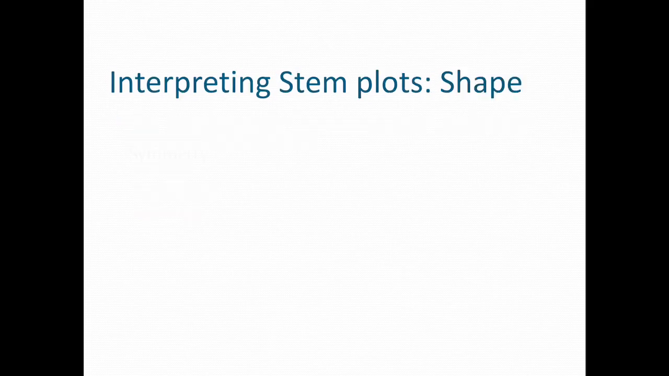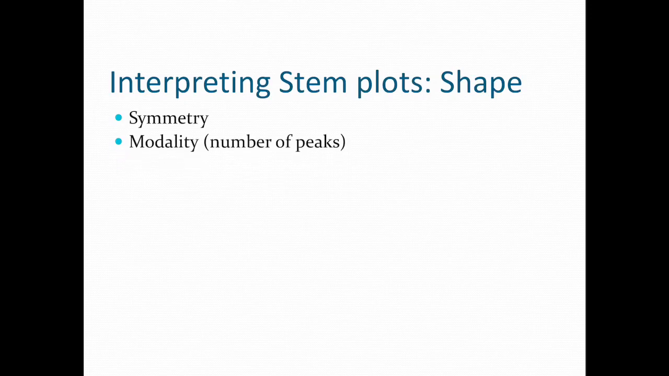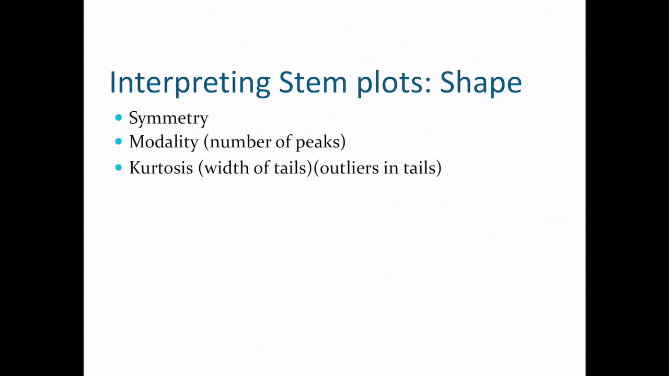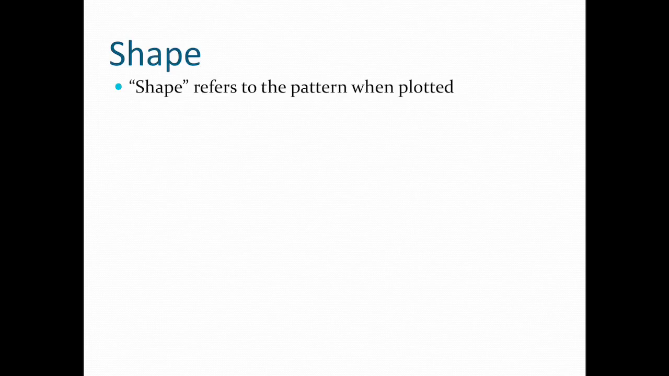So when we look at the shape, when we're interpreting stem plots, we're looking at the symmetry of the stem and leaf plot. We're looking at the modality, which is the number of peaks, and the kurtosis, which is the width of the tails. Or another way to think about it is the outliers in the tails. So shape refers to the pattern when plotted.